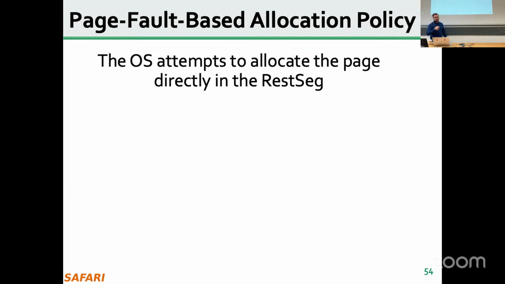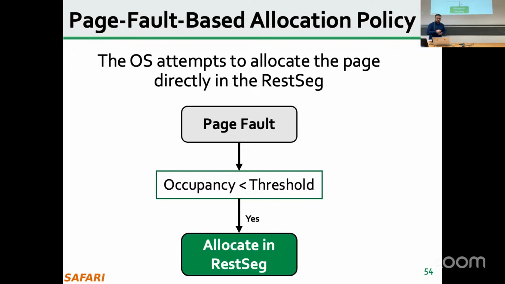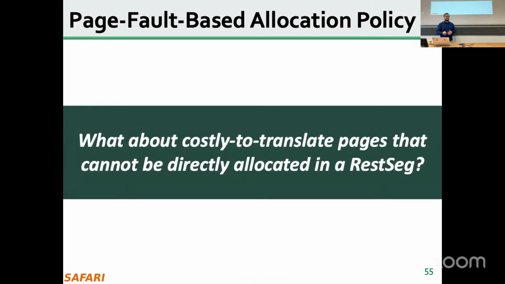Let's see the first policy. In the beginning, the OS attempts to allocate the page directly inside the restrictive segment. So on a page fault, if we can allocate it given the occupancy inside the restrictive segment, we go forward and allocate it in there. If not, then we fall back to the flexible segment. And the question here is, if the restrictive segment gets full and you cannot directly allocate there, what happens with costly to translate pages which come later in the execution?